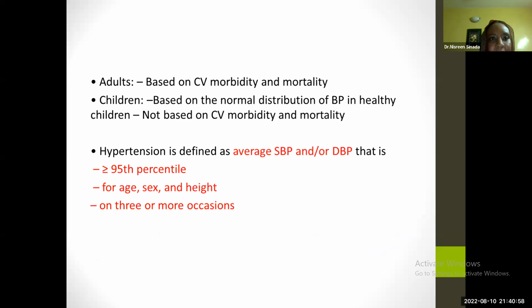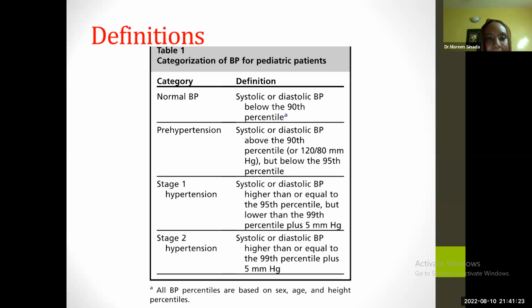The definition: hypertension in adults is based on cardiovascular morbidity and mortality. In children, it is based on the normal distribution of blood pressure in healthy children, not on cardiovascular morbidity and mortality. Hypertension is defined as average systolic and/or diastolic blood pressure at the 95th percentile or more for age, sex, and height on 3 or more occasions. This is the definition of the Fourth Report in 2004.